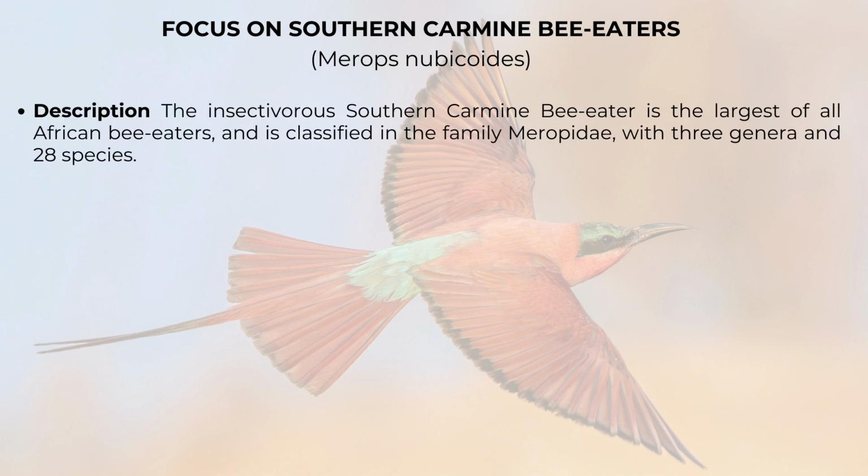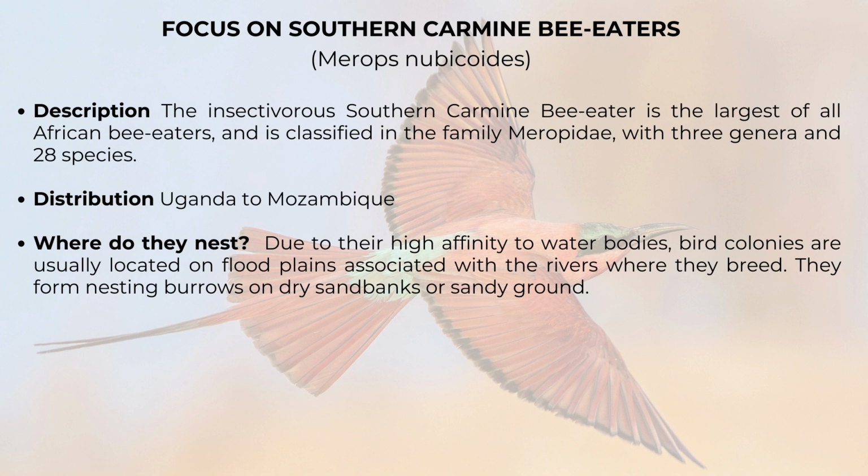So the southern carmine is the largest of the African bee-eater species. There are 28 of these bee-eater species in total. The distribution is all the way from Uganda down to Mozambique, and they nest close to water bodies, either on the ground or in the riverbanks. And these burrows of theirs can be up to 2 meters deep in these sandy banks.